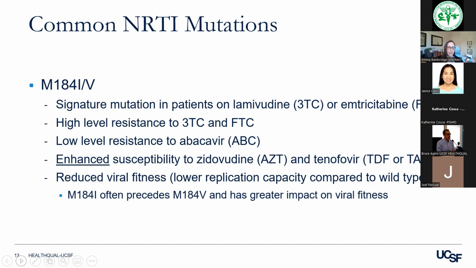One thing to know is that the M184I mutation often precedes the M184V. So it's sort of a stepwise pattern, but they have similar effects. And the M184I mutation has a greater impact on the viral fitness.